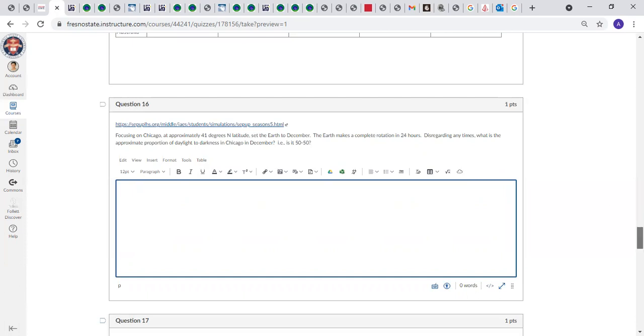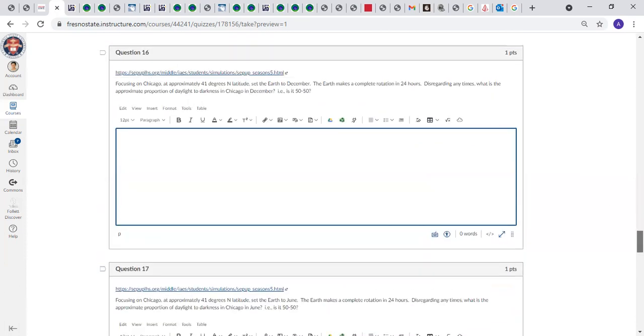And these two questions are asking for a ratio. So you're going to, again, play around with the interaction on the website. And you're going to find the ratio of daylight to pretty much darkness, to absence of daylight, in Chicago in December. So like how many hours out of 24 hours, how many of them are daylight and how many of them are not? You know, if it was 2 hours of daylight, I mean, 22 hours of darkness, which would be 1 to 11. That's just an example.